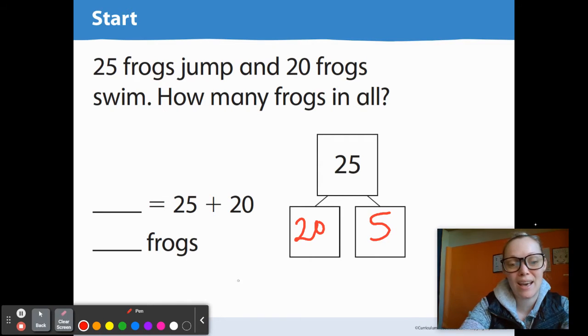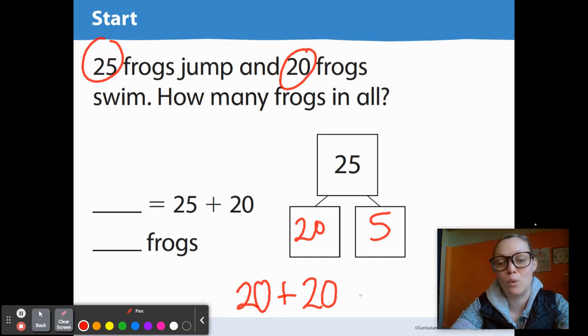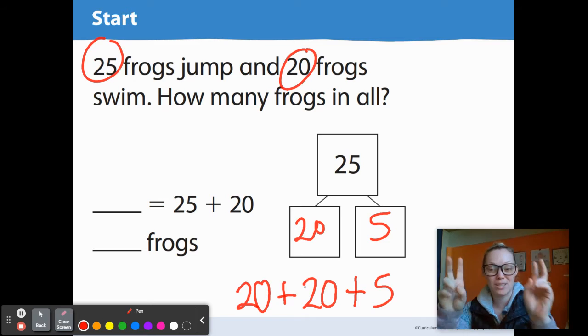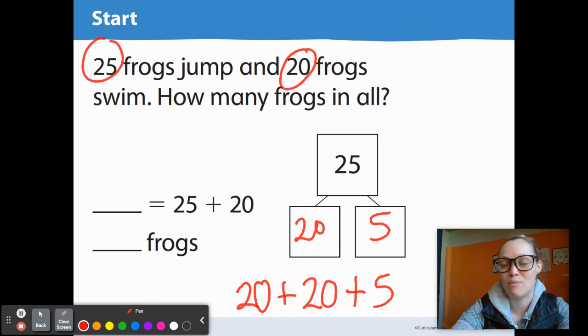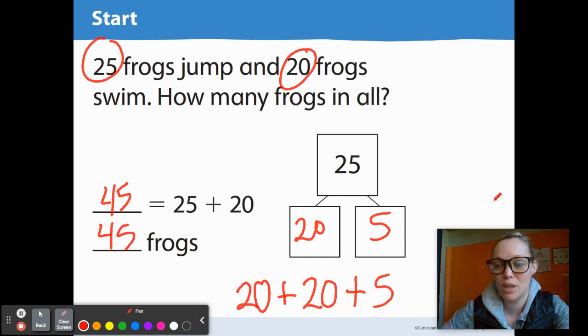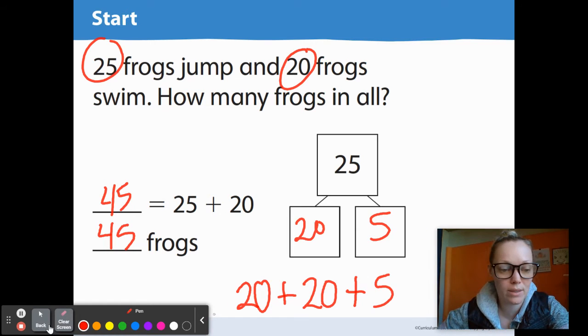Now you can add. We have 20 frogs that swim. So there's my 20 frogs that swim. I can group it with my tens from 25, which is two tens or 20. And then I will want to remember to add those 5 extra ones. So 20 and 20, or two tens and two tens, make 4 tens, which is 40, plus 5 more makes 45. So 45 frogs in all. Remember, that first step is to group our tens together and then make sure we go back and add our extra ones.